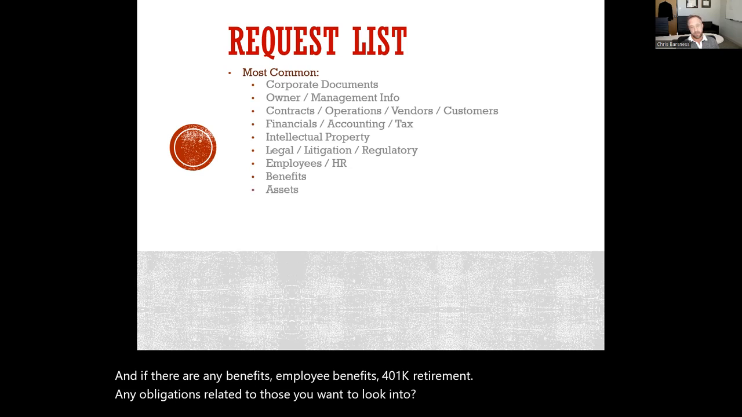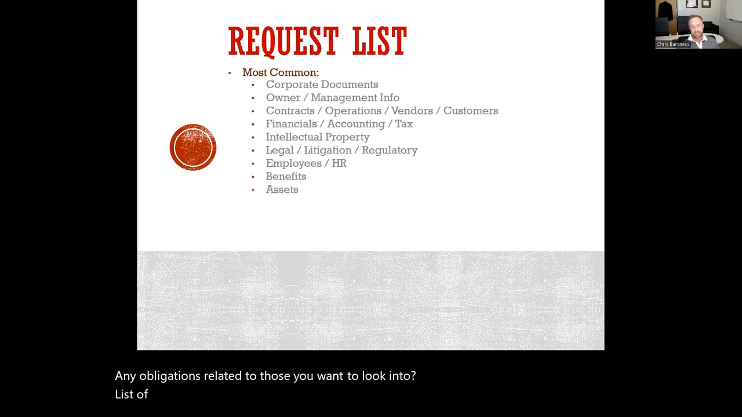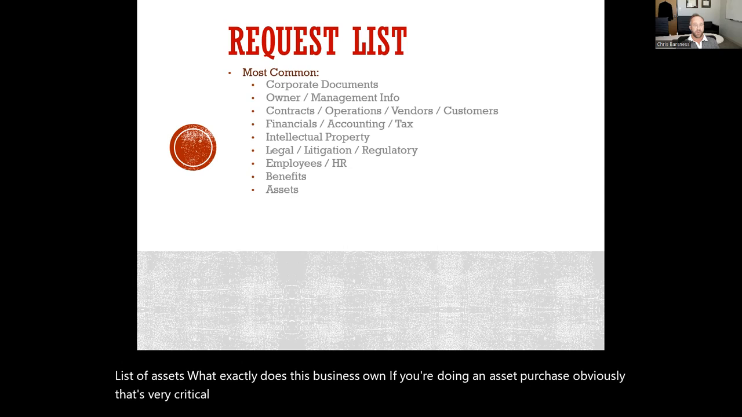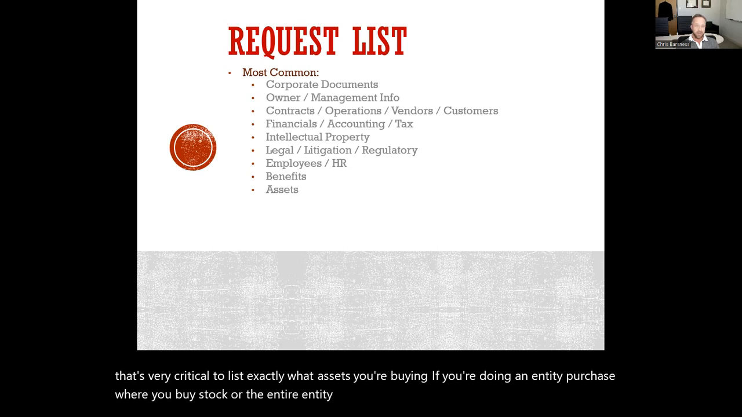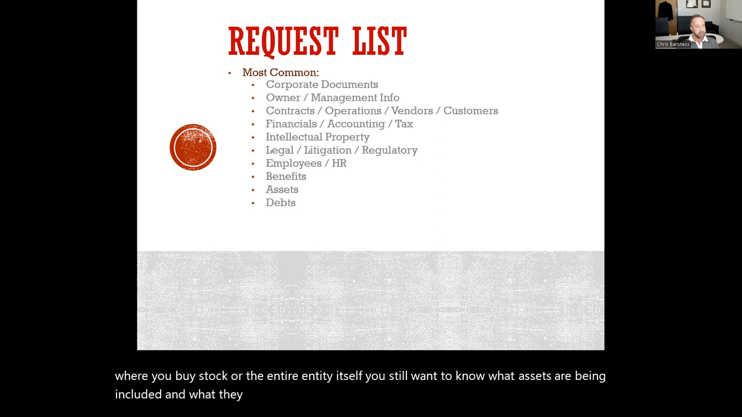List of assets. What exactly does this business own? If you're doing an asset purchase, obviously that's very critical to list exactly what assets you're buying. If you're doing an entity purchase where you buy stock or the entire entity itself, you still want to know what assets are being included and what they own.